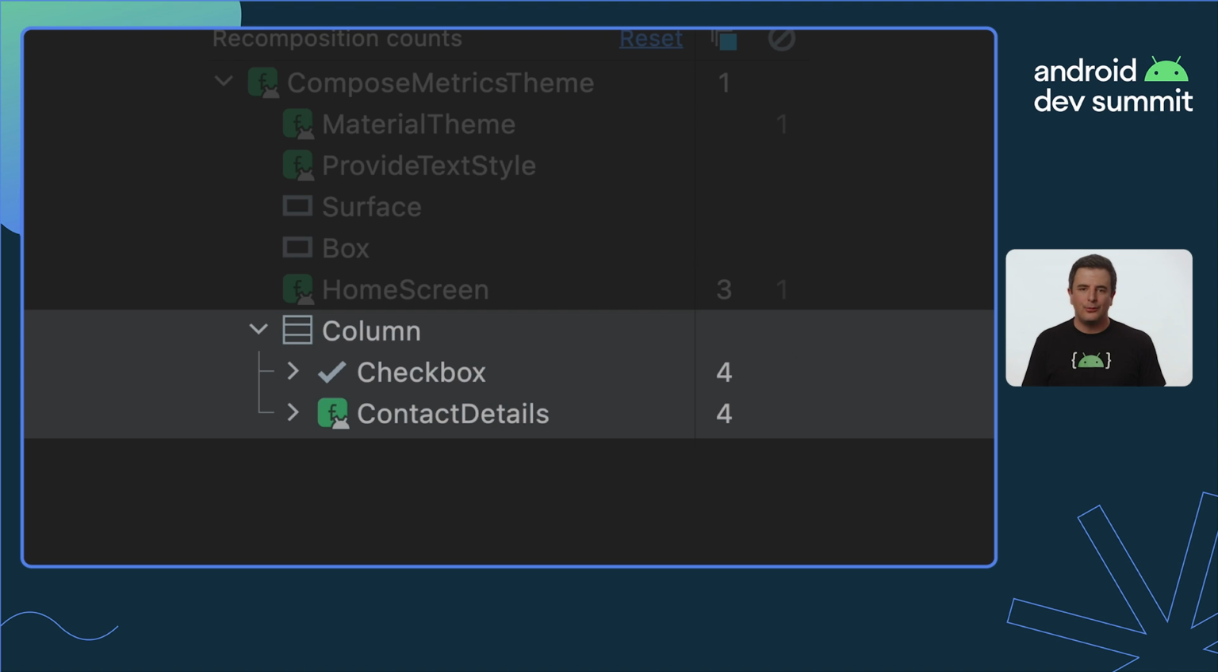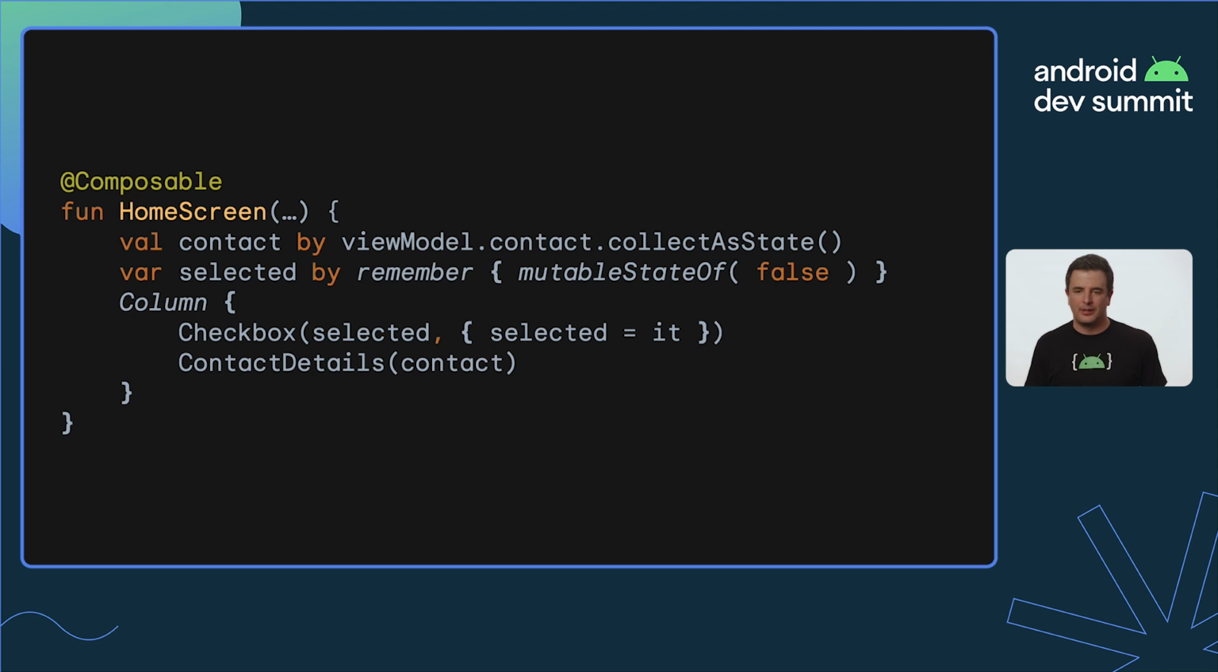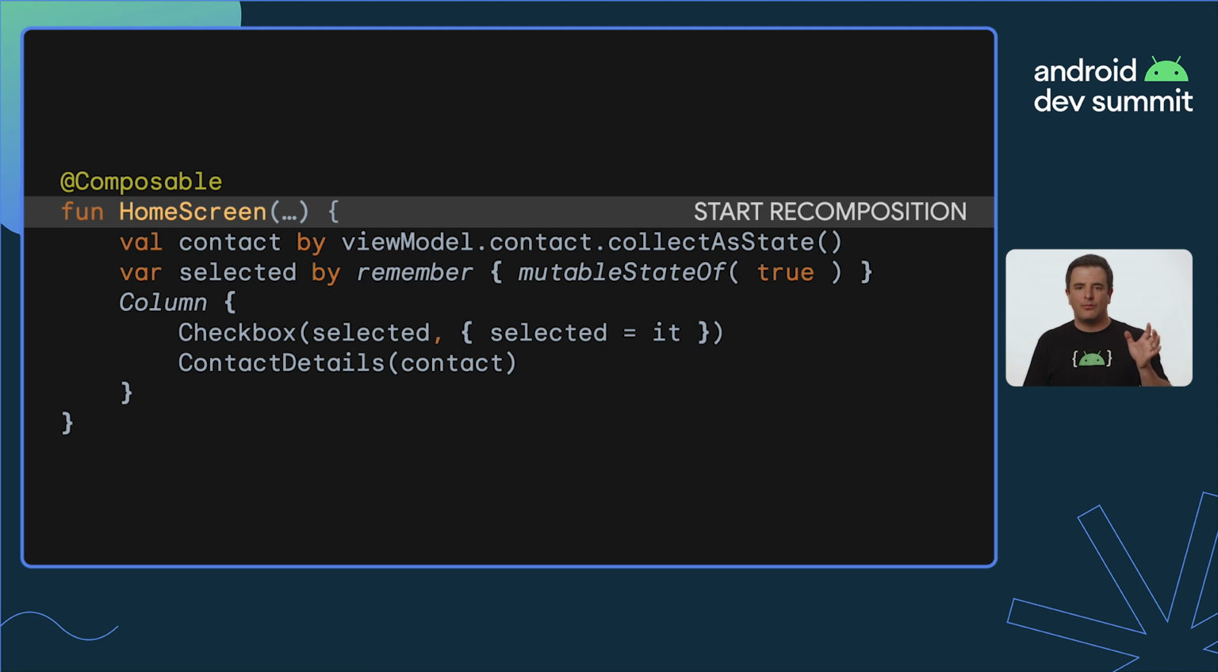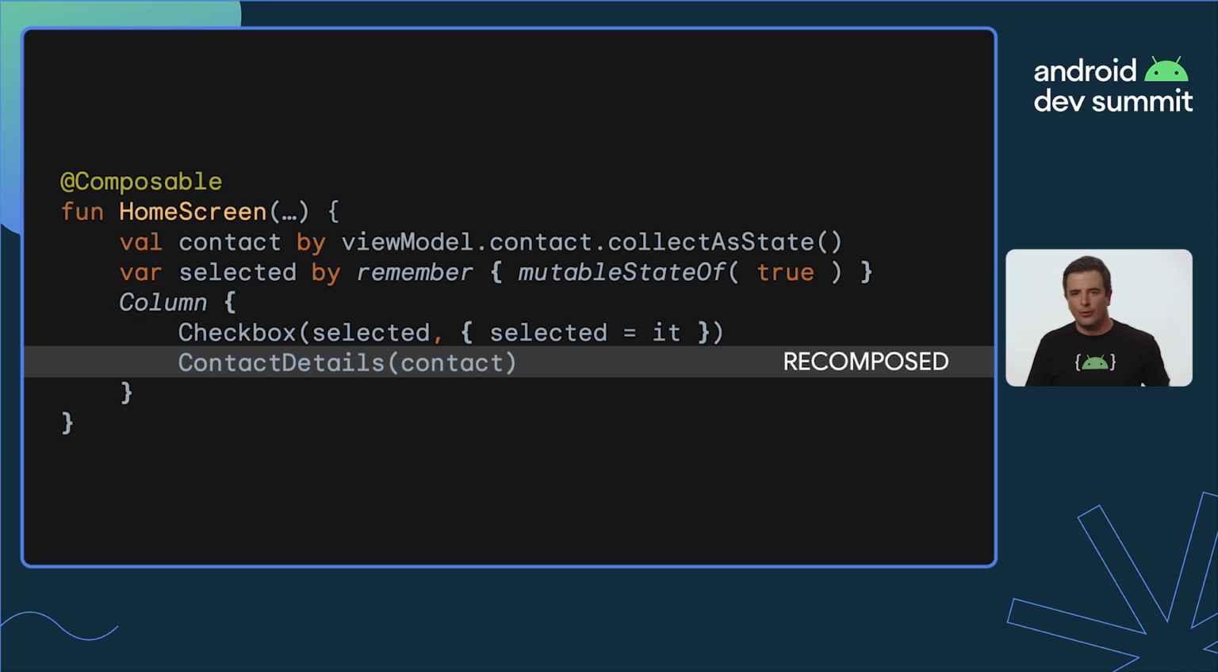Here is the problem. We've used the layout inspector again to inspect our app, and we have noticed that some composables are recomposing even though none of their state has changed. Jumping into the code, we see something like this. We have a simple screen with a checkbox and contact details. Now when the selected state changes to true, this home screen composable starts to recompose. It goes back to the nearest recomposition scope, which in this case is home screen. It then reruns this code. First, the checkbox is called again because its selected state changed. But then as we step through, we also see contact details being called again, even though contact did not change. What could be going on here?